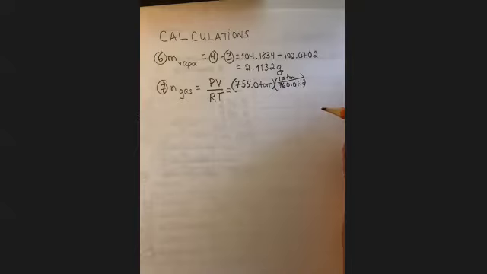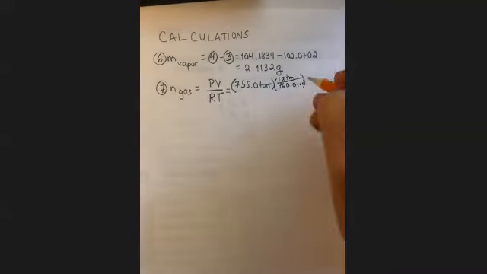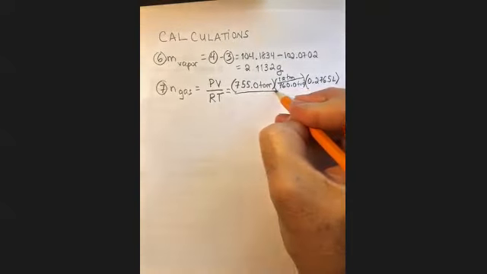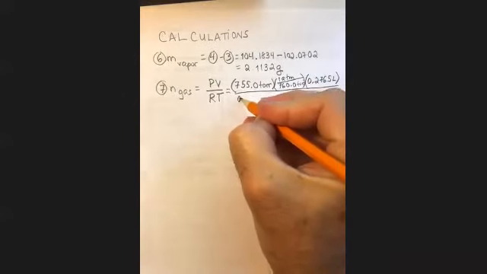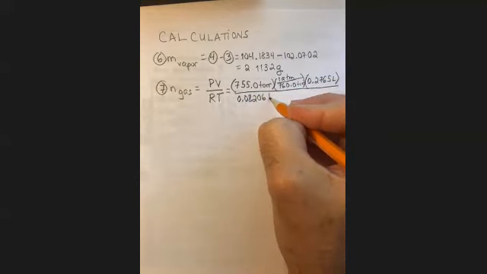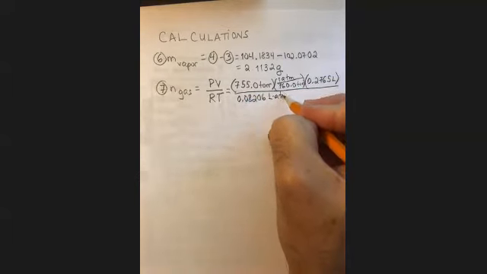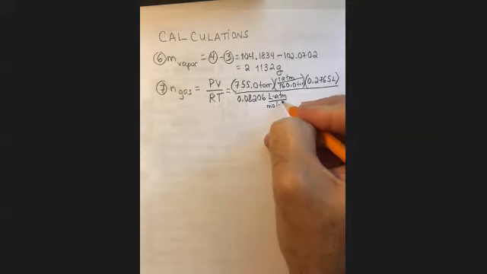The volume we said was 276.5 milliliters. But if we convert that to liters, that would be 0.2765 liters. And over here, we have our good friend, the ideal gas constant, 0.08206 in units of liters times atmospheres per mole per Kelvin.